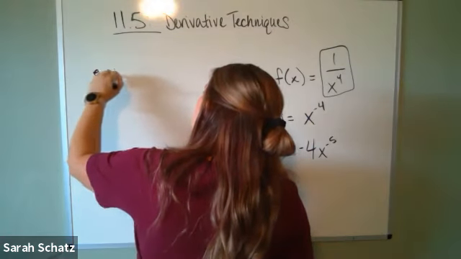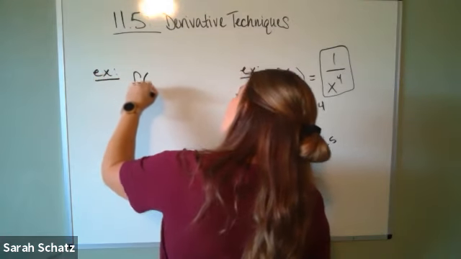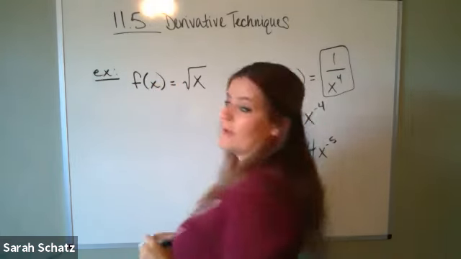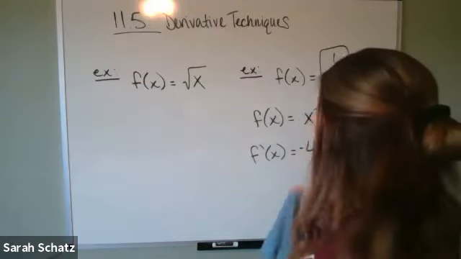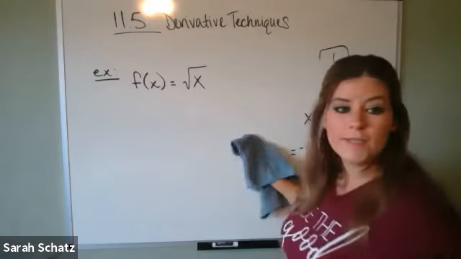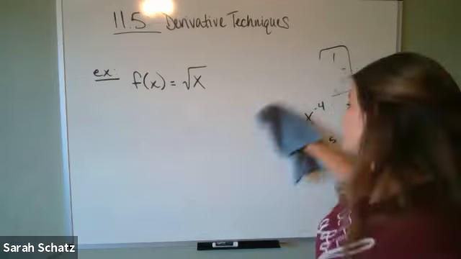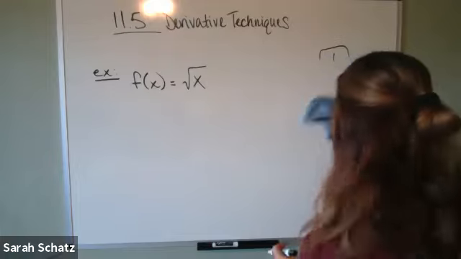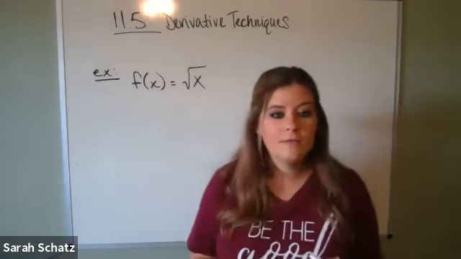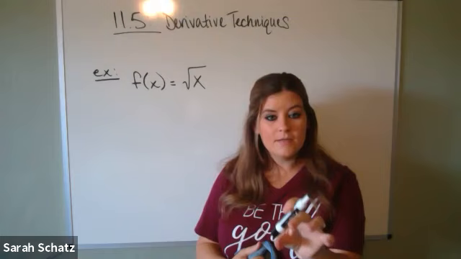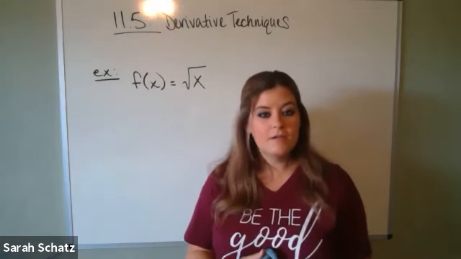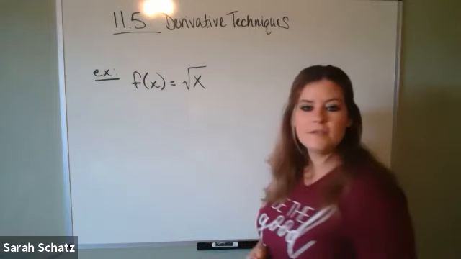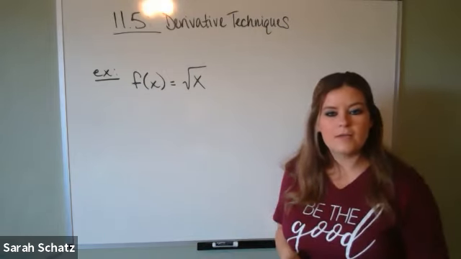What about this? What if my function f of x is equal to the square root of x? Now, when you look at this, it doesn't look like x raised to a power, right? It looks like the opposite thing. It looks like a root, which it absolutely is. But I think I can rewrite this as x raised to a power, and I think I can use the power rule on it. Does anybody know how to do that? How to rewrite a root as a fraction?